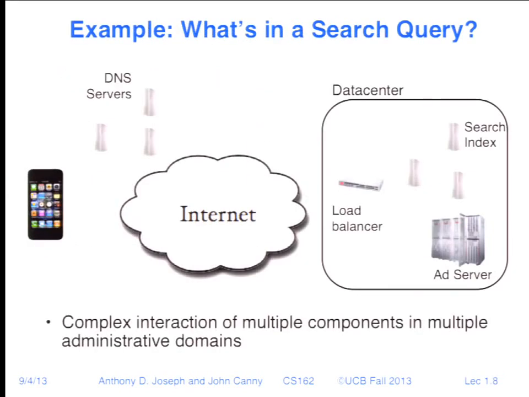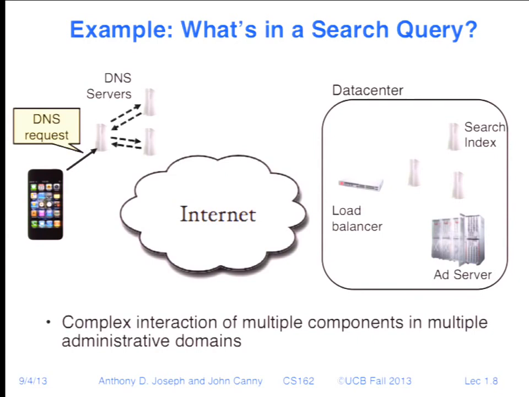So let me give you an example. So we can ask, what happens when I do a search query on my iPhone? Okay, so I search Bing or I search Google. So there's lots of moving parts here, and there's a complex interaction that occurs between parts that are owned and operated by different administrative domains. So first thing that happens is I make a domain name service request when I type in, search, where's CS162 today? And I want to know using Google, so I have to find www.google.com. So I make a DNS request from my phone to a local Berkeley server right here on campus. Right? If I'm over in Soda Hall, it's actually down in the basement of Soda Hall.